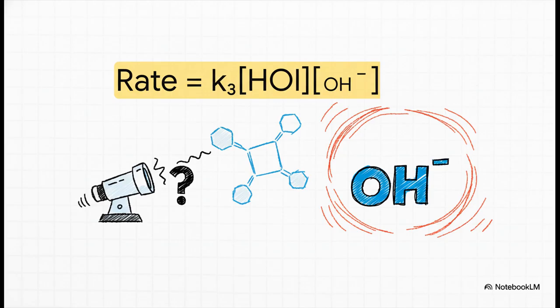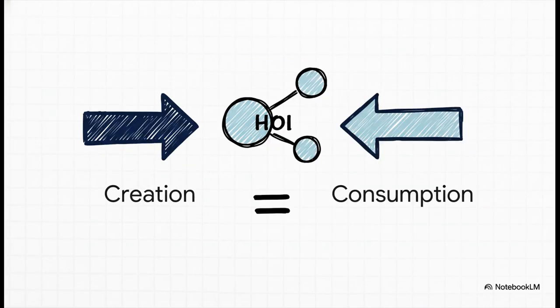The rate there is just a constant, K3, times the concentration of HOI and OH minus. But we've got a problem. We can't measure the concentration of HOI. It's an intermediate. It's there and gone in a flash. And that's where our first tool comes into play.